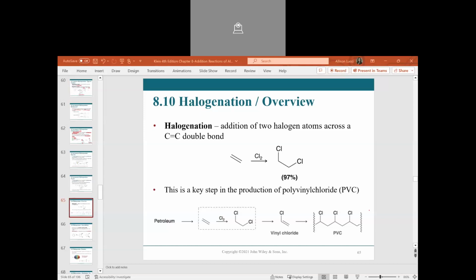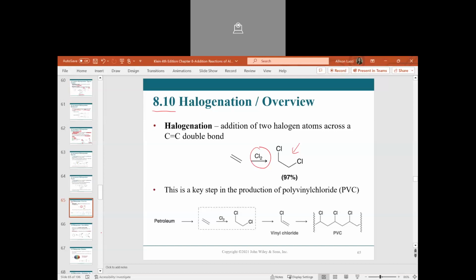So now we're going to look at another addition. We're going to add now, in section 8.10, halogens. In this scenario, we have diatomic chlorine that is added across our double bond, and this is our product here. So we add two halogen atoms in this mechanistic approach, in this halogenation.